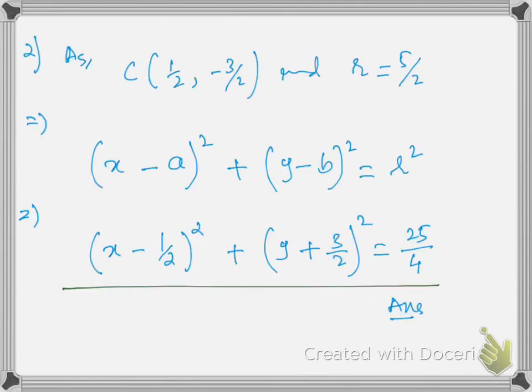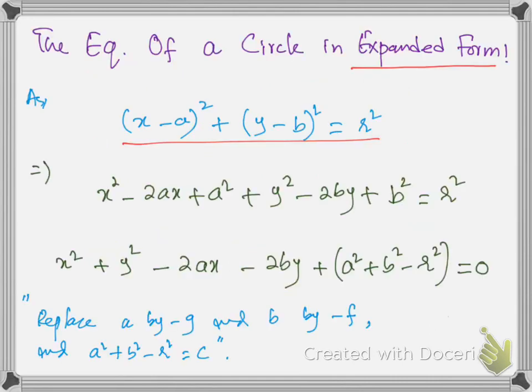Now we need the equation of the circle whose center is at (1/2, -3/2) and radius is 5/2. So we just need to substitute 1/2 here and -3/2 here and radius 5/2 whole square here. So we will get (x - 1/2)^2 + (y + 3/2)^2 = 25/4. That's the final answer. The equation of a circle in expanded form.